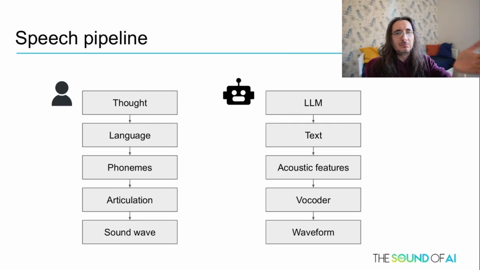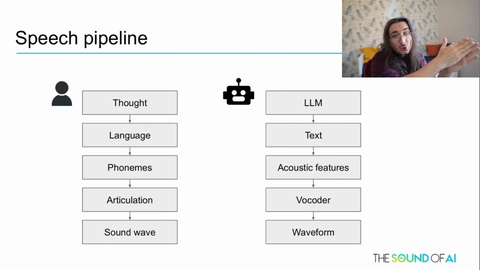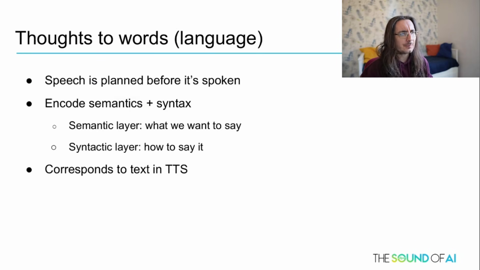Of course, there are different pipelines for machines depending on the system, the model, and so on and so forth. But these will give you a high level understanding of the different parts and how they map onto each other. But now let's jump into each of these different steps for the human speech pipeline and dive into it. So, thoughts from the brain to words into language.